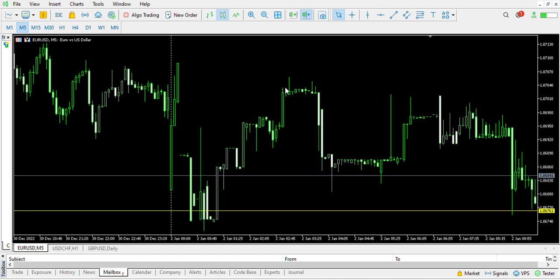So price pulled into this demand here and it reacted. I did not trade this. If you don't know, you can't trade this because the spreads at this time are ridiculous. You can't effectively trade that, and this isn't my trading session either. So I didn't trade that.